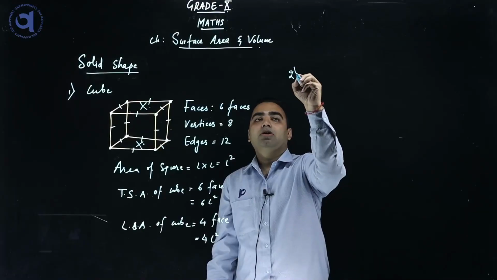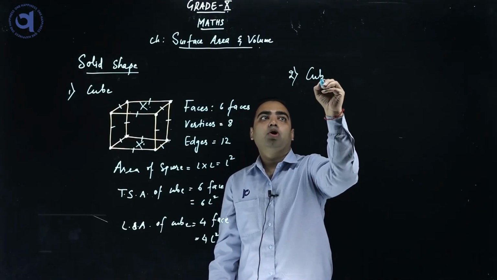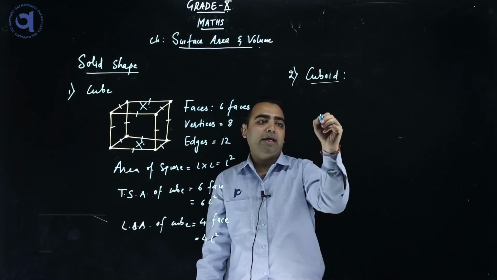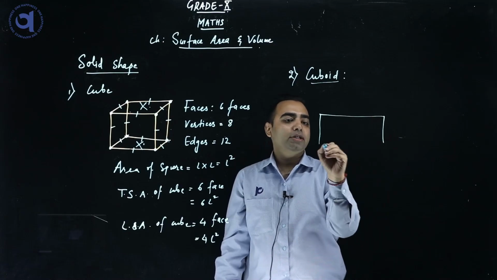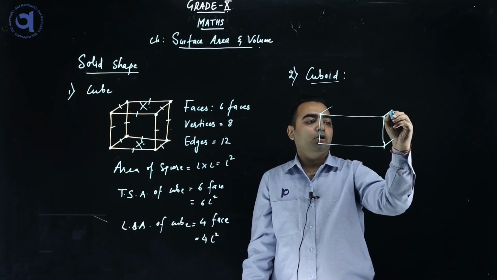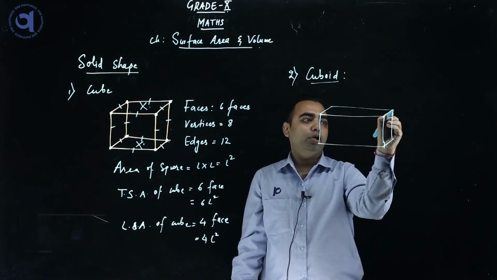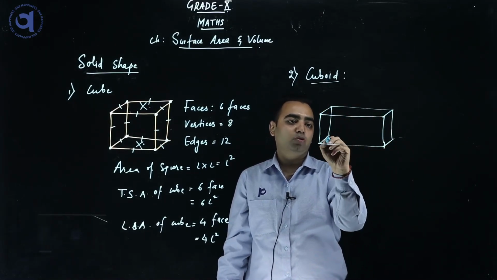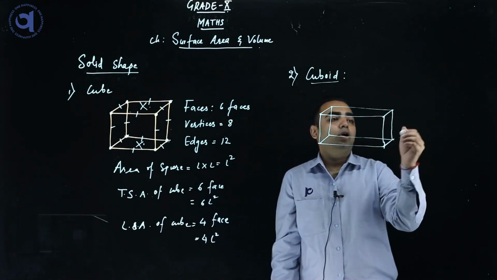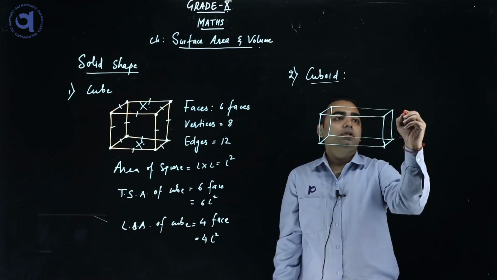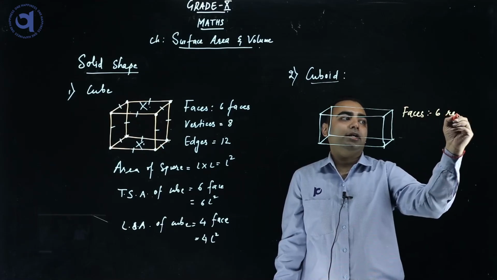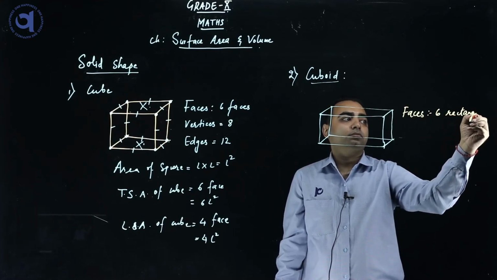Now let us see the second solid shape, that is cuboid. Now cuboid is also a type of cube, we can say, but a cuboid is made up of different rectangles. A cuboid looks like this. Real-life examples of a cuboid are matchboxes and ice cubes. Now what are the different faces of this cuboid? Same as cube, the faces of cuboid will be 6 faces, but all are rectangular faces.